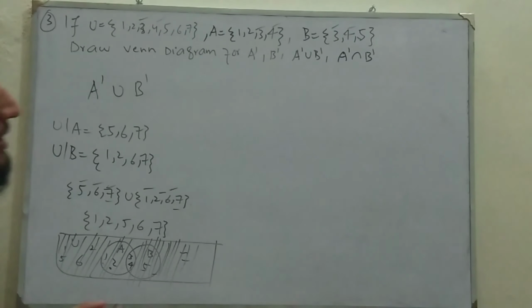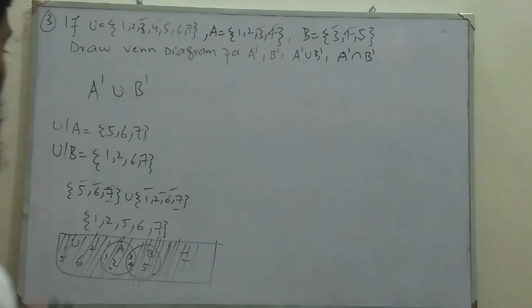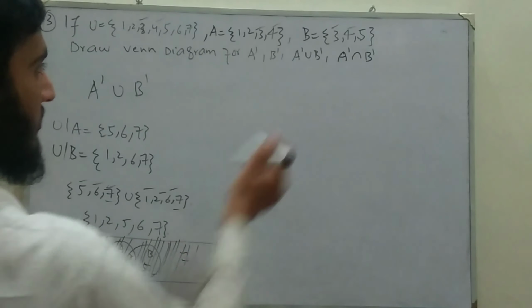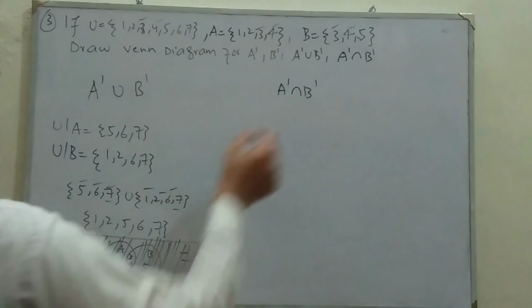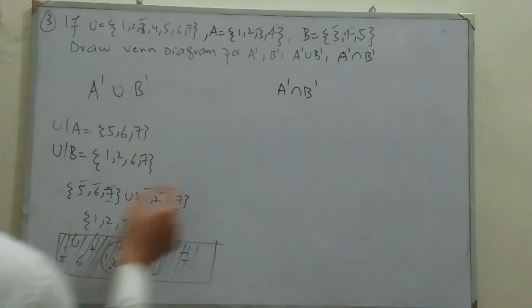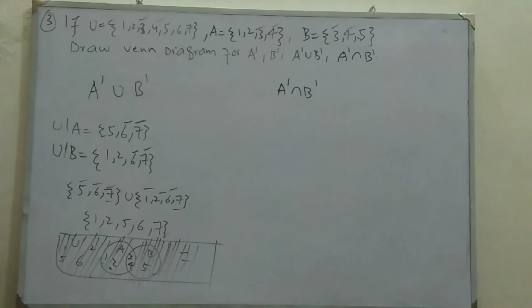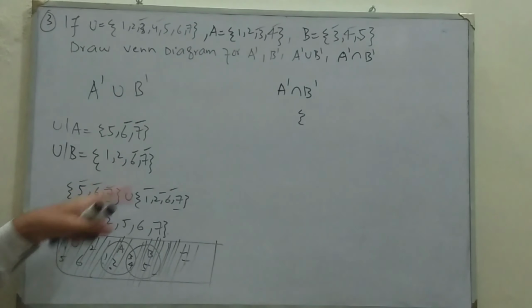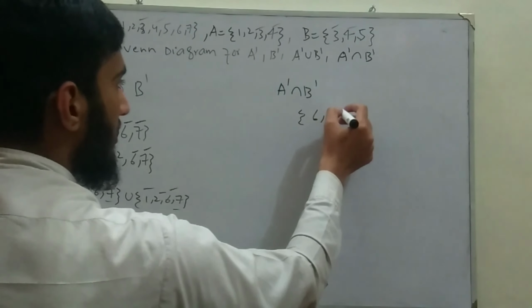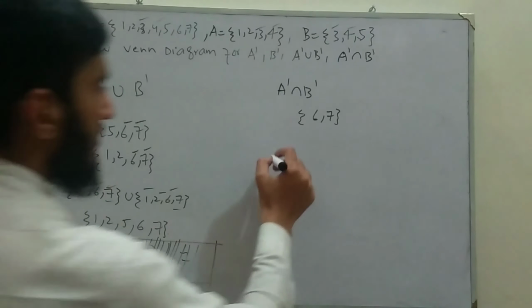Now we are going to find A complement intersection B complement. So this is A complement and this is B complement, and here is an intersection sign in between them. A complement intersection B complement. Intersection means the common elements in A complement and B complement. So the common elements over here are 6 and 7. So A complement intersection B complement is just 6 and 7. Now draw the same diagram.